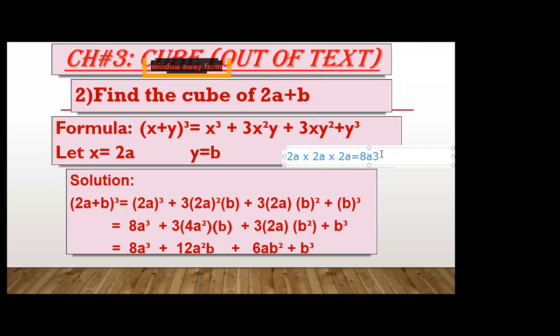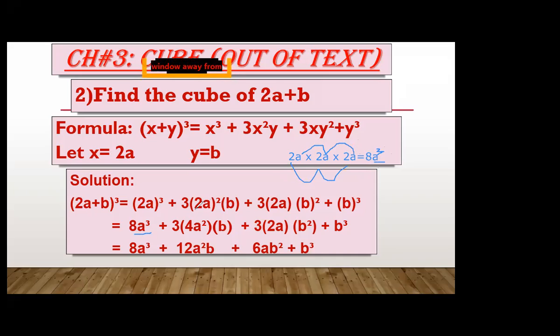And we have to write cube over here. 2 into 2 is 4, 4 into 2 is 8, a into a is a square, and then a square into a is a cube. Is it clear? I have to write a cube.